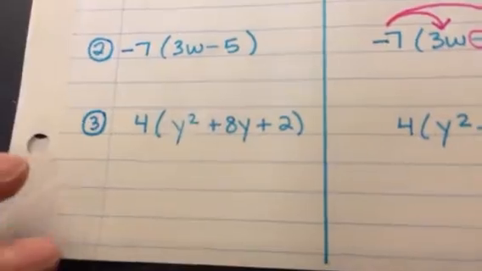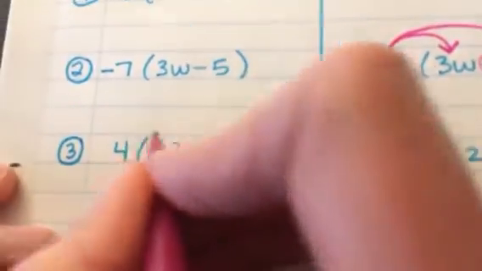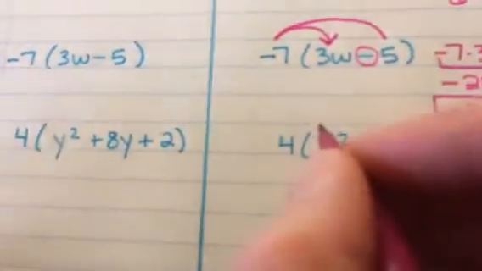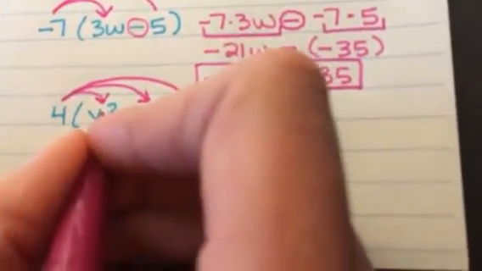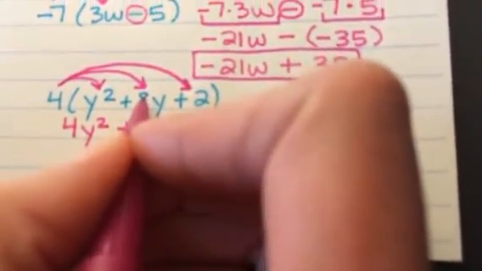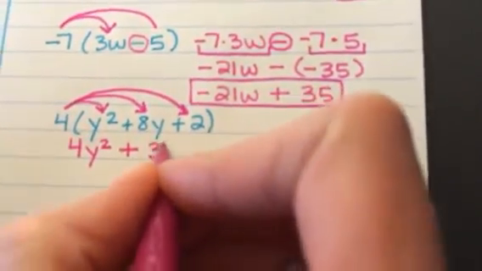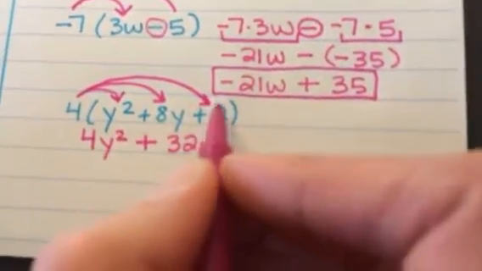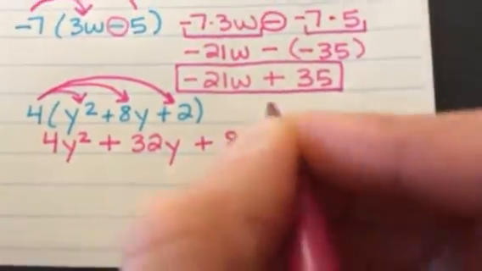Our last example here is, well, it's in 3 parts. It has 3 terms, and we're just going to multiply the 4 with each thing that we see. So 4 times y squared is 4y squared. 4 times 8y, well, 4 times 8 is 32, and the y just stays put. And the 4 times the 2 is 8.